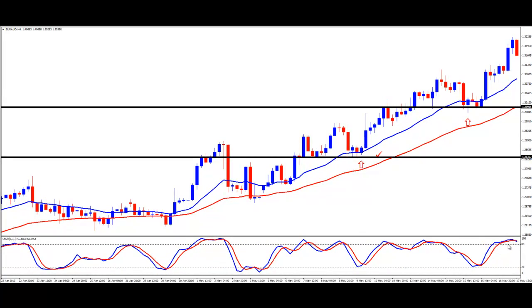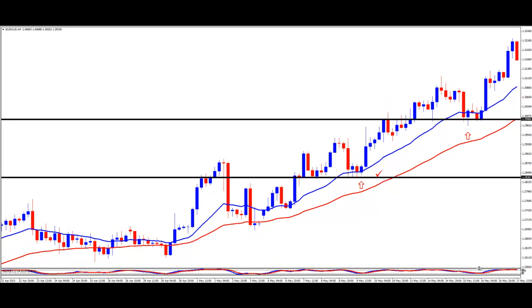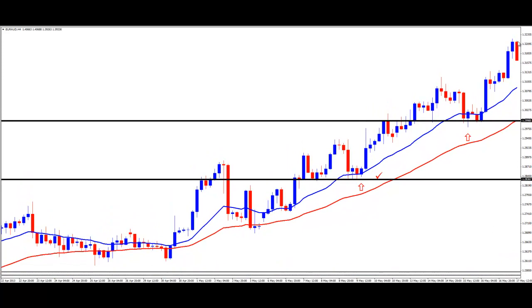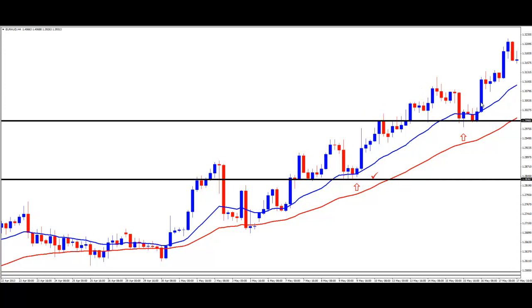You can see the stochastic is flipping over right here, but there's no real divergence as such on that one. And when you're looking at that particular price action, we can see that the shift has gone from buyers to sellers at that point. I'll have my stop underneath around this level, just trying to give it a bit more room to move to the upside.